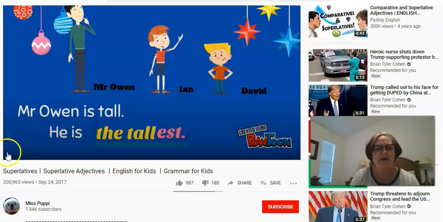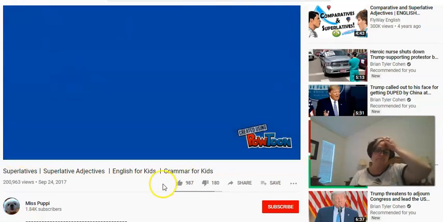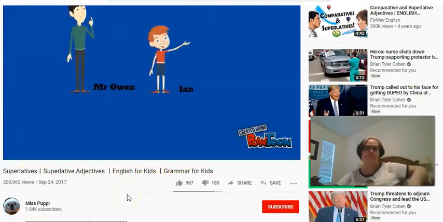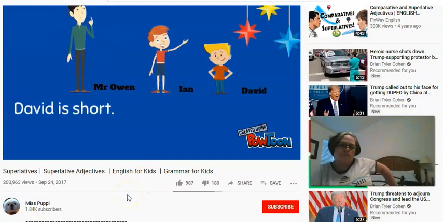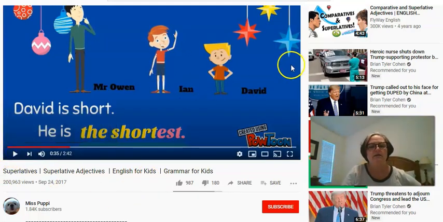So we see how you have 3 people instead of 2. So you have Mr. Owen, Ian, and David. And Mr. Owen is tall. He is the tallest. So we're comparing 3 things. David is short. He is the shortest. Out of the 3 people, David is the shortest.